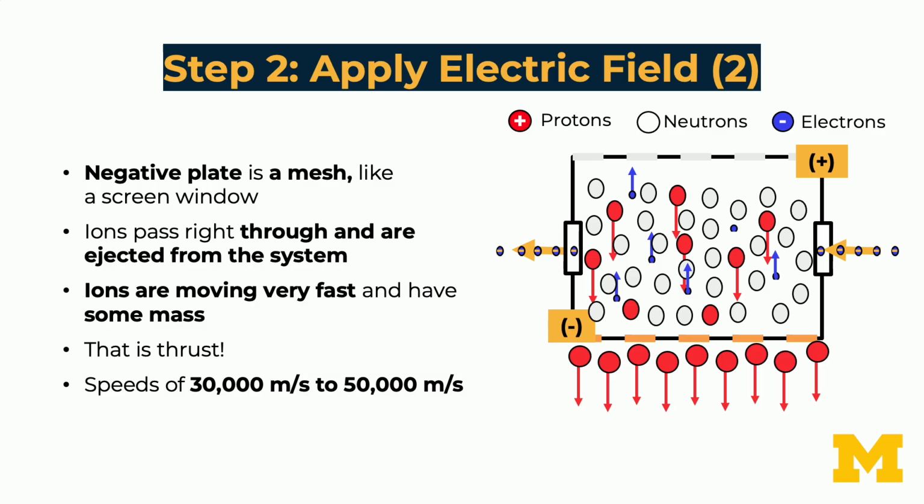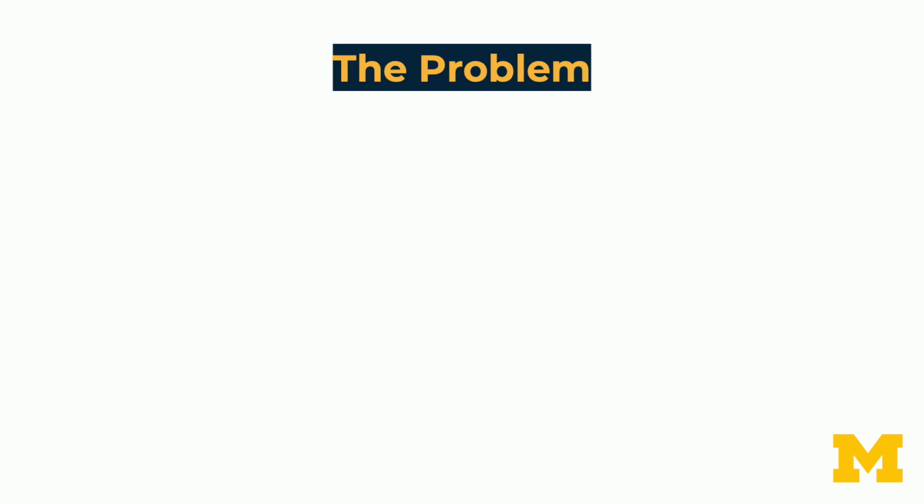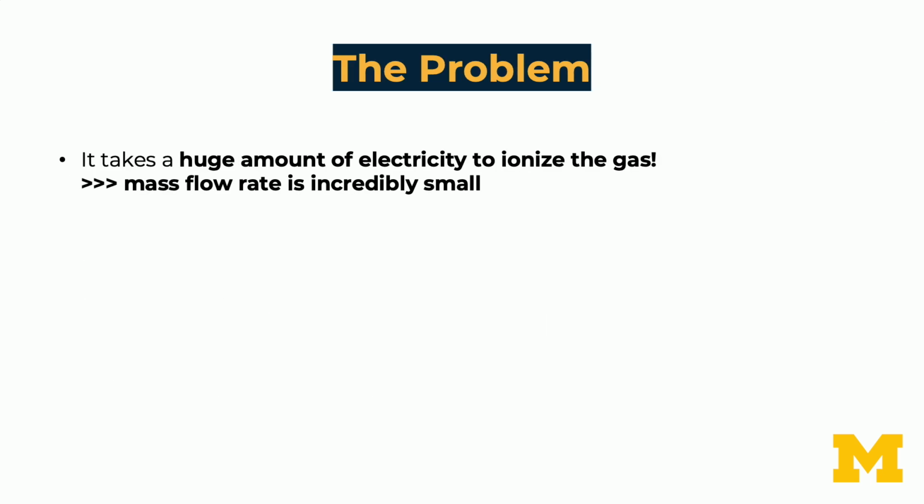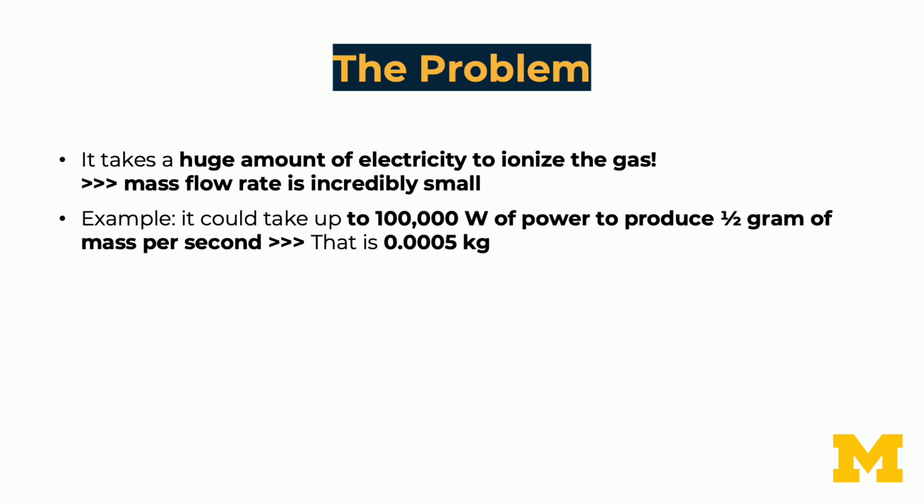And so this is a revolutionary new type of technology. But there's a catch to this. The problem is that it takes a huge amount of electricity to ionize the gas. That means that the mass flow rate is incredibly small. For example, it could take up to 100,000 watts of power to produce half a gram of mass per second.